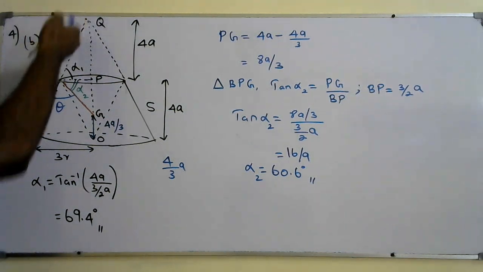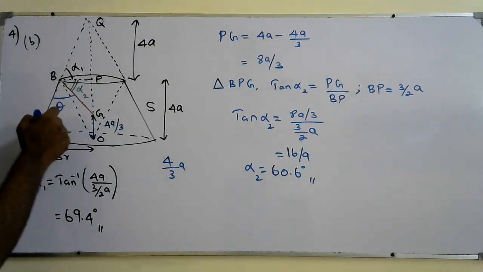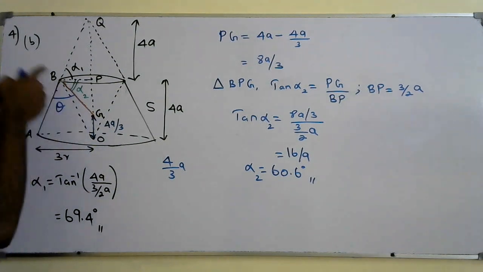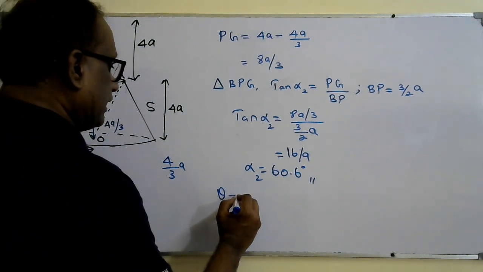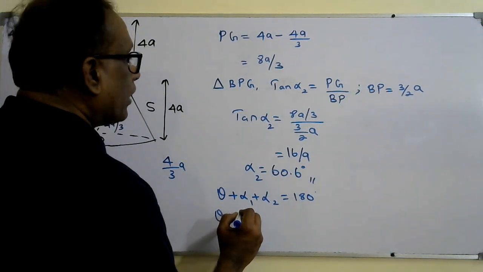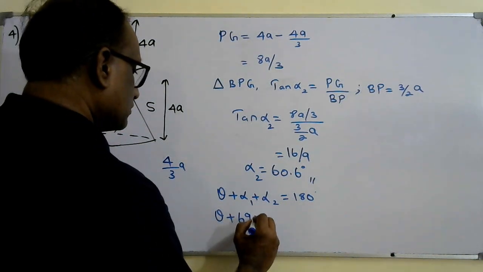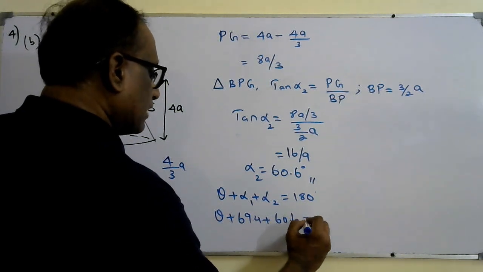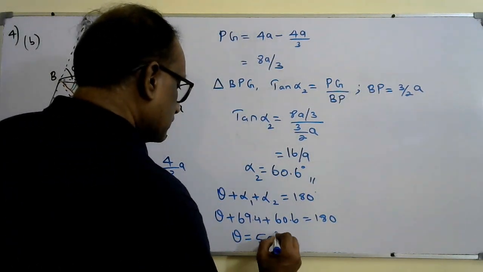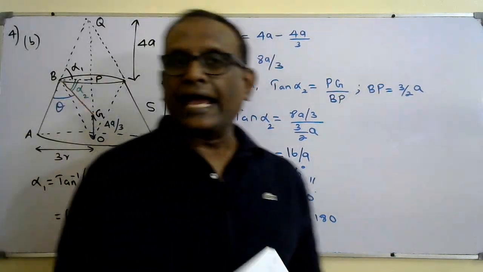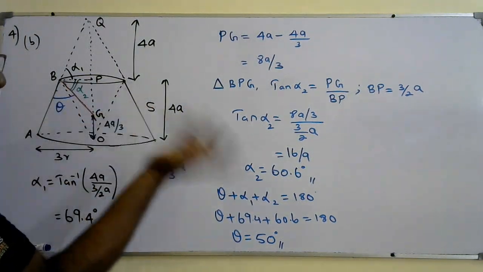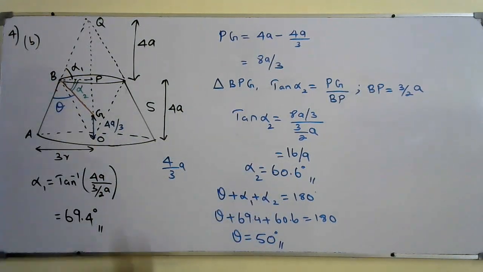Okay, when you consider this line, the total angle is 180. So that means theta we need to find. That's the angle of AB with vertical. Anyway, when it hangs from BG will be vertical. So we know that theta plus alpha 1 plus alpha 2 equal 180 degrees. So theta plus alpha 1, we found it 69.4, plus alpha 2, 60.6, equal 180. So find the theta. That's the answer. You will get 50 degrees. That's the final answer, the angle of AB with vertical line. The idea here, I don't need to draw it again. I know the line BG is going to be vertical. The question is with vertical, what will be the angle of AB?